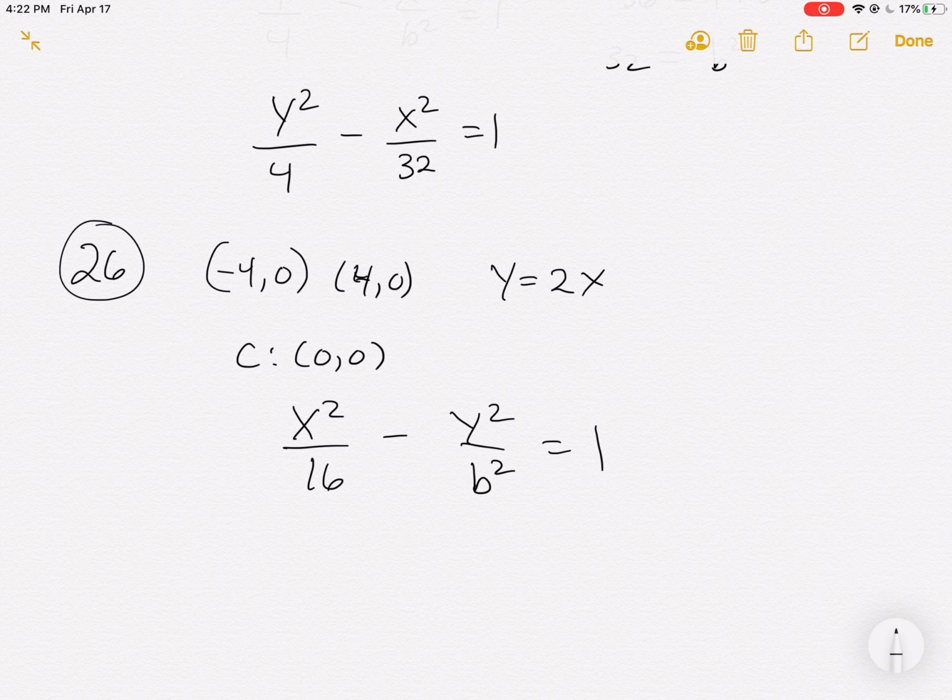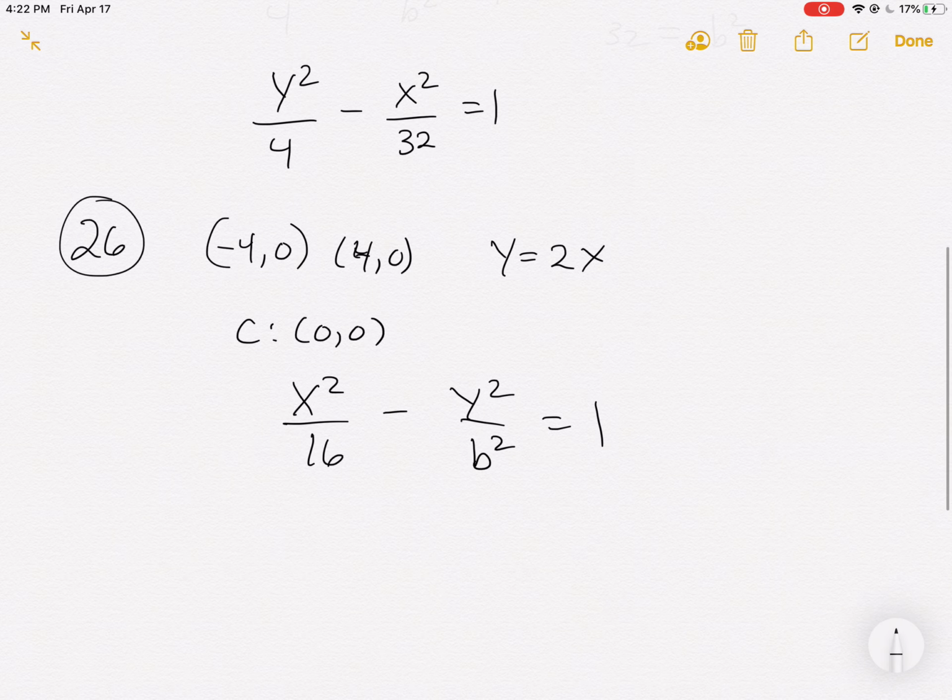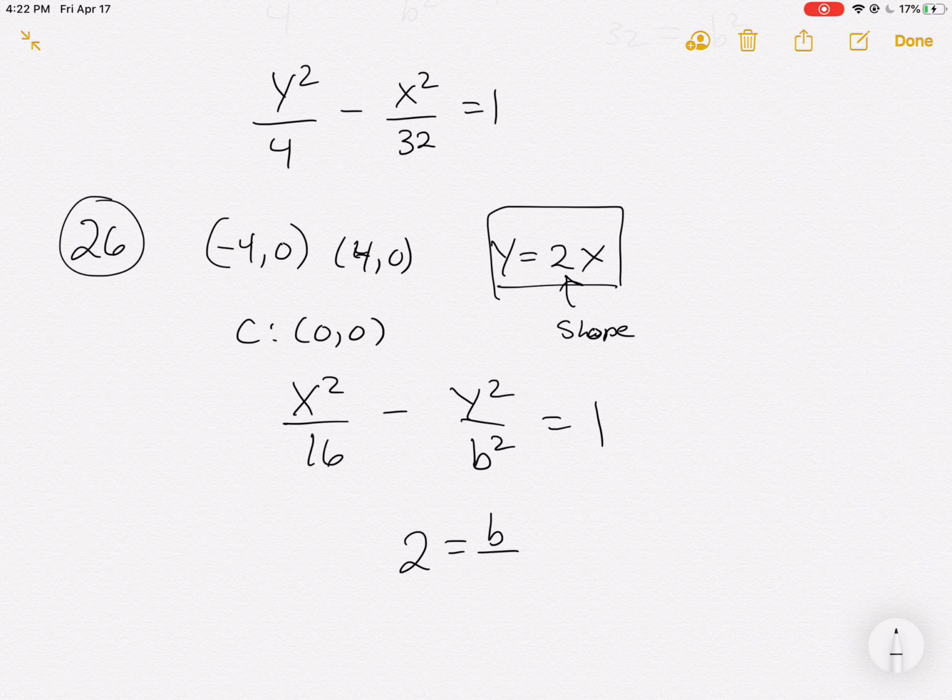So what do we use? We use the fact that we know the slope. The slope of the asymptote is 2, so now we're going to use the asymptote. Its slope is always what's underneath y, square rooted, so b, all over what's underneath x, square rooted, 4. So what's b equal to? Well, clearly it's 8. And so if b is 8, then what you have is x squared over 16 minus y squared over b squared, which is 64, is equal to 1.